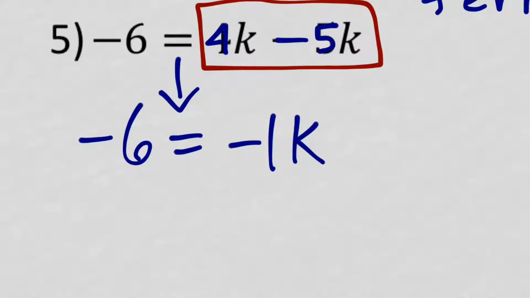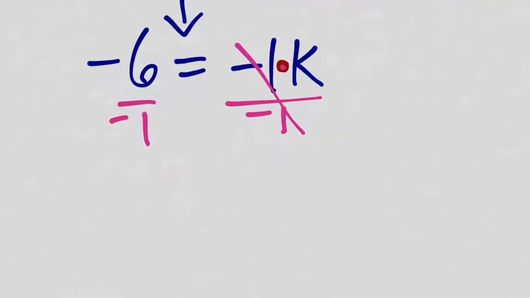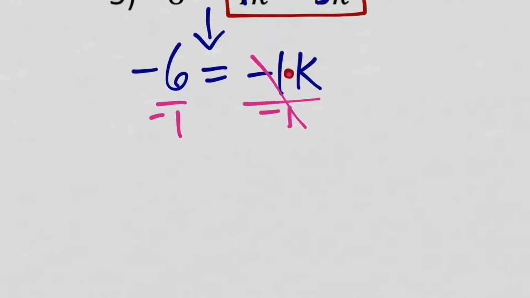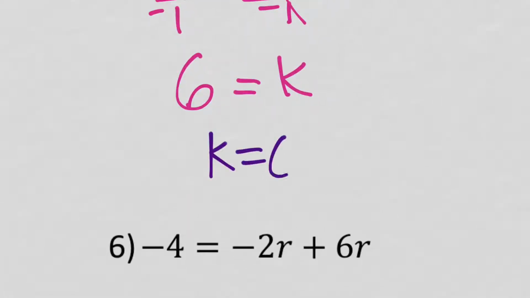Well, now I want to get rid of the negative 1 in front of the k, so the opposite of multiplying is to divide. So this is the reason why I divide by negative 1. So the negative 1's cancel each other out because negative 1 divided by negative 1 is positive 1. So now I'm left with positive 1k equal to positive 6 because a negative divided by a negative is equal to a positive. And of course, I want to rewrite this with the k in the front.